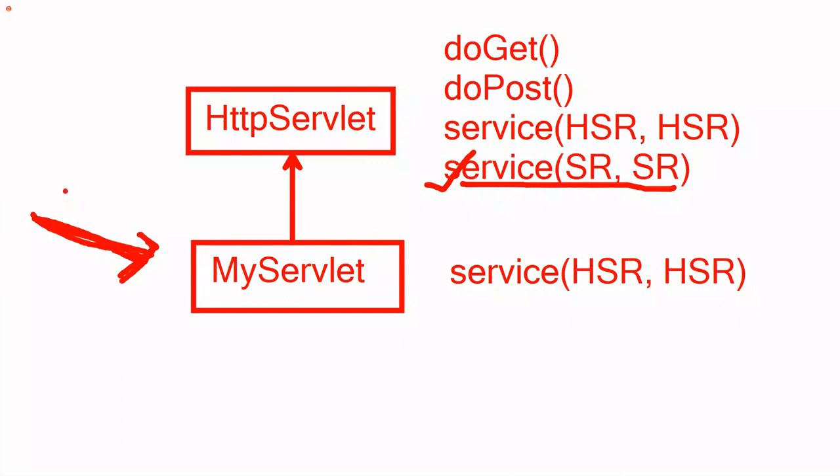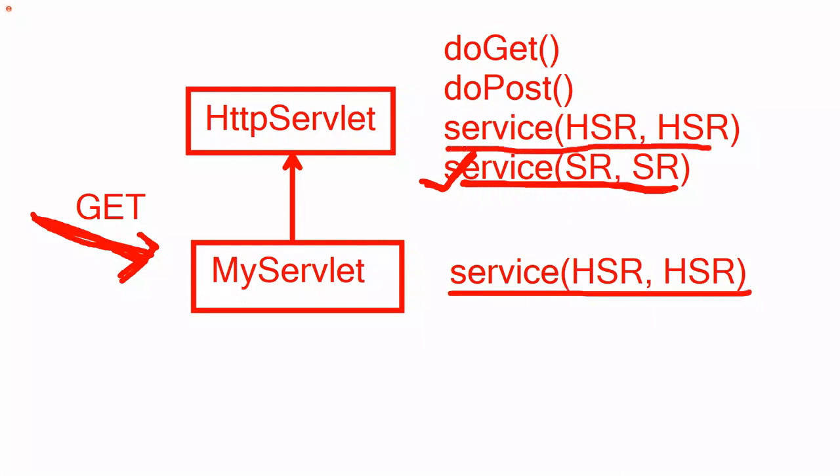Now, suppose here a get type request came. First, control comes to my servlet. In my servlet, it will search for the life cycle service. The life cycle service is there. Then where will it search? Is there? It is called. What will this do? It calls the non-life cycle service. The non-life cycle service is available here also and here also. Which is going to be called?